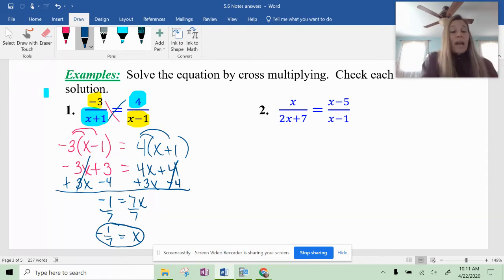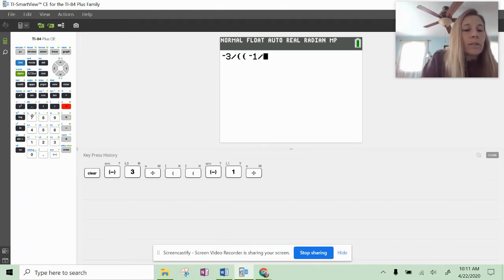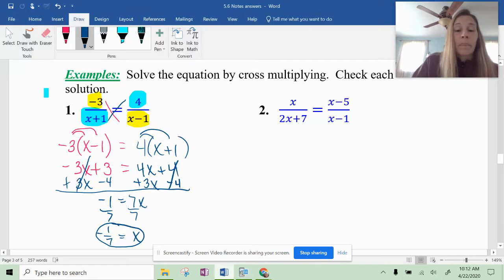Now, as far as checking our solution, this is where the calculator will come in pretty handy. So if I'm checking the solution on one side of my equation, I have negative 3 divided by, and then I have negative 1/7 plus 1. And this is kind of ugly with the fraction, which is why I'm going to do it on the calculator, negative 1/7 plus 1, and then I have to close out that denominator. So that side of my equation equals negative 3.5.